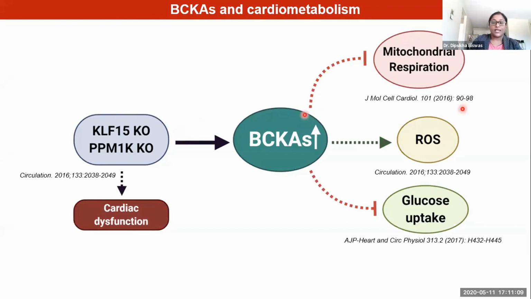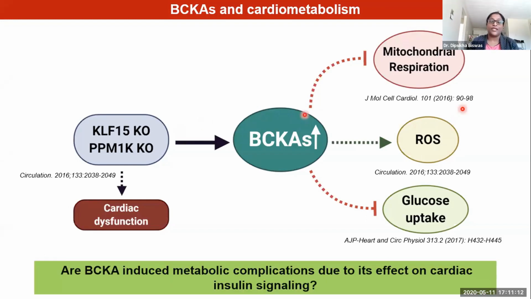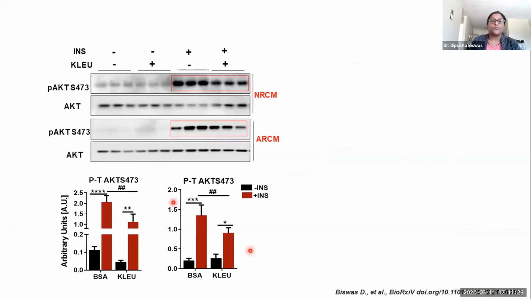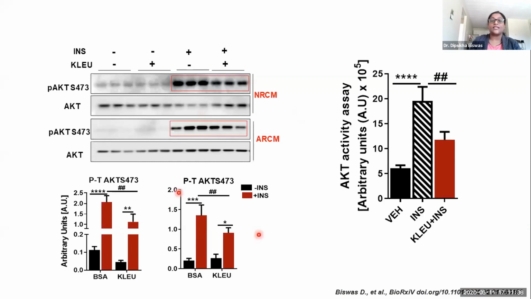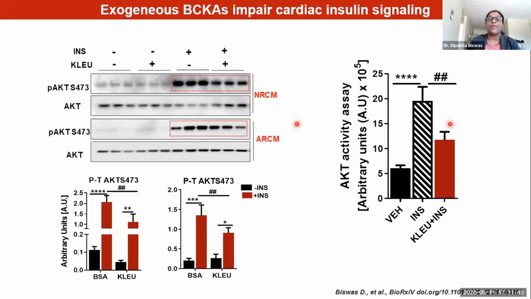We therefore hypothesize that at least some of these metabolic complications mediated by the branched-chain keto acids could be explained by its effect on cardiac insulin signaling. So we examined insulin signaling in response to acute exposure of individual keto acids in cardiomyocytes isolated from neonatal or adult rats. Pre-incubating with the keto acids significantly reduced insulin-induced AKT phosphorylation as well as impaired AKT activity, suggesting that exogenous BCKAs can impair insulin signaling within the cardiomyocytes.